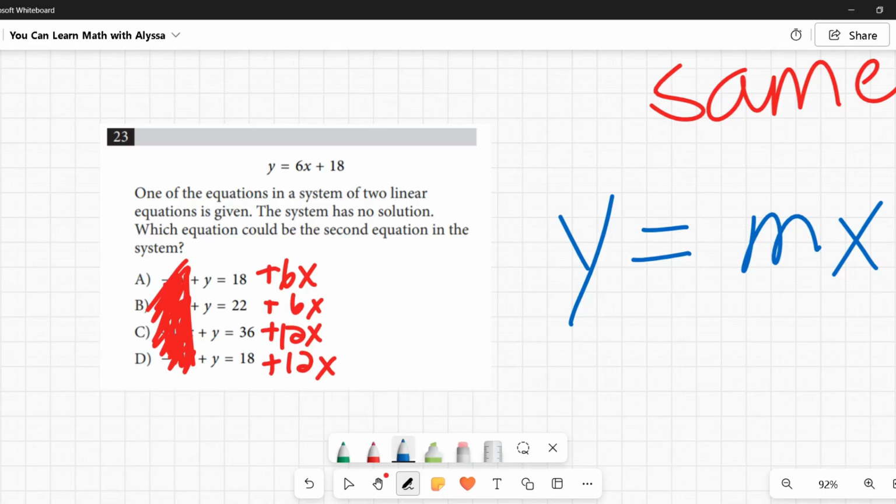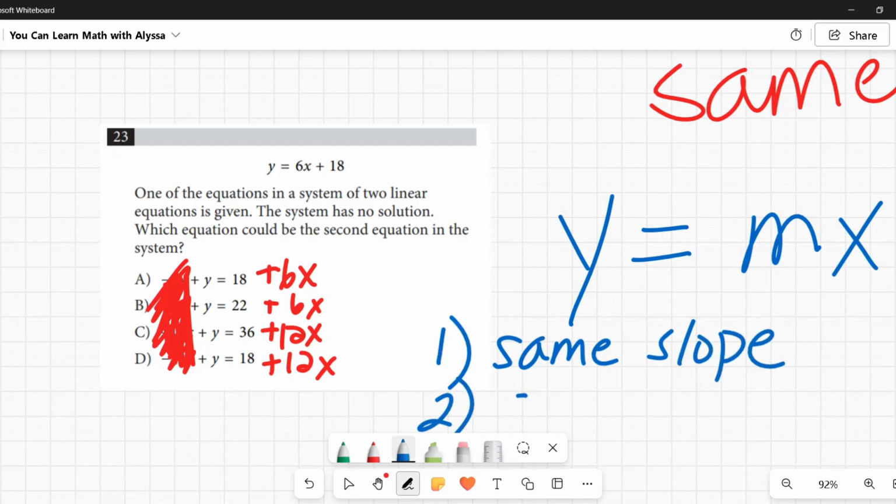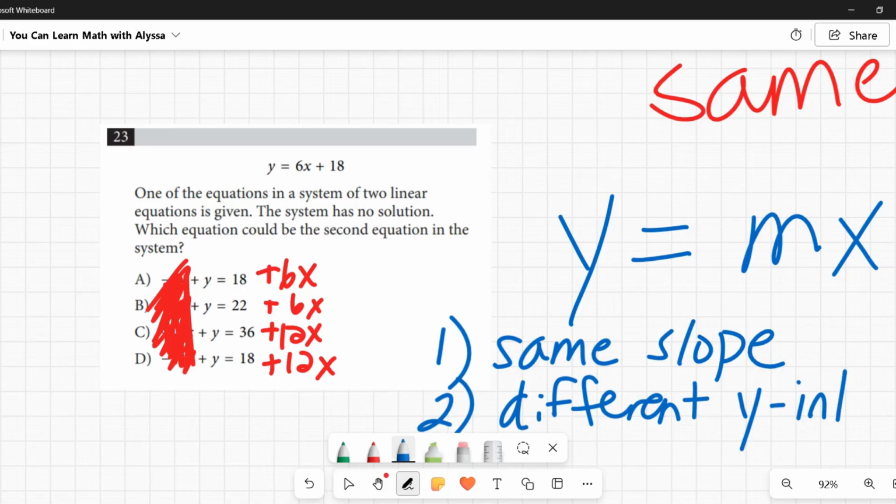And what am I looking for? Again, it's two things. It is the same slope and it is a different y-intercept. Yay, I wrote slope, not slop that time. I'm improving. A different y-intercept. Now I'm double checking different. Please tell me I didn't misspell different when I wrote that. I did not. Okay, so the same slope.